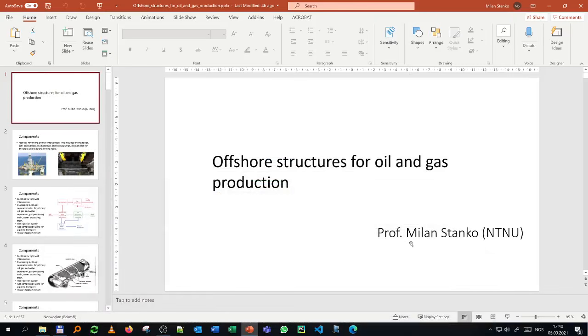Welcome. The topic for today is offshore structures for oil and gas production. In any offshore field, we typically have an offshore structure that enables oil and gas production. It allows for services, it allows us to send fluids and power to the wells, and also to receive the oil, gas, and water produced and prepare it to be sold on the market.